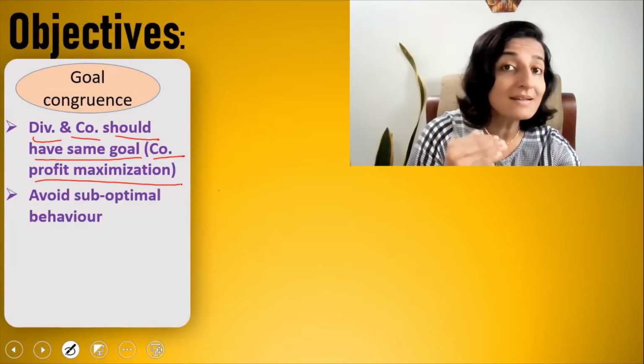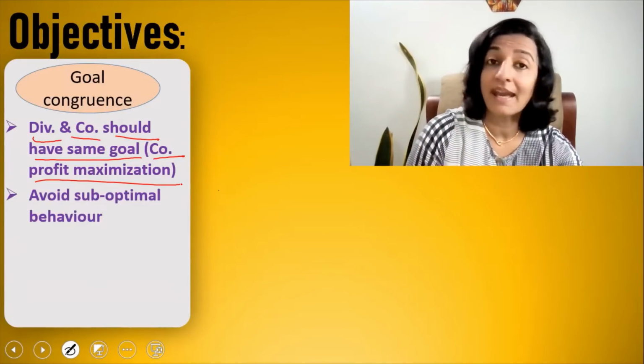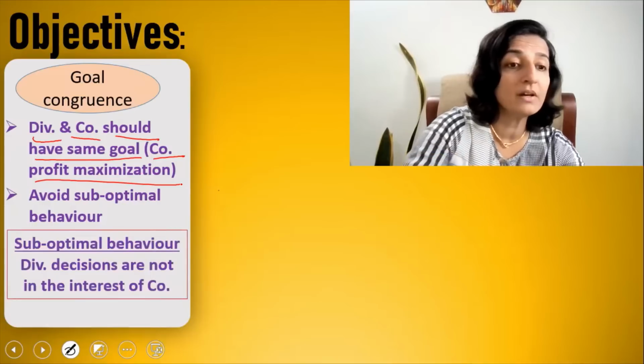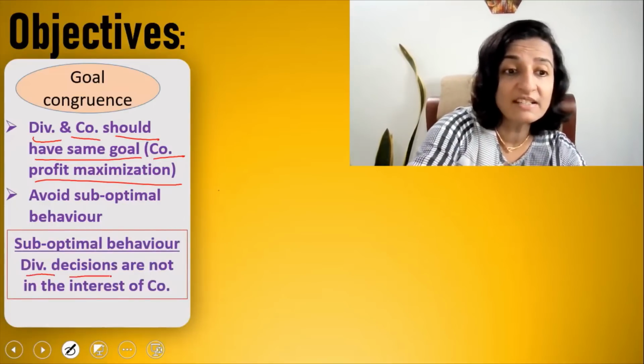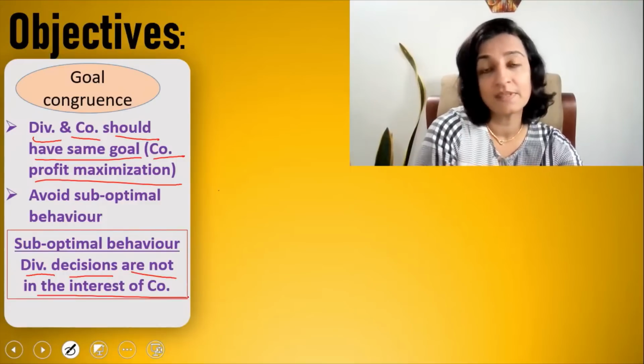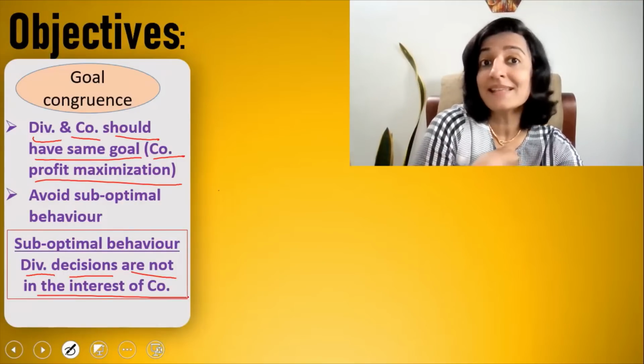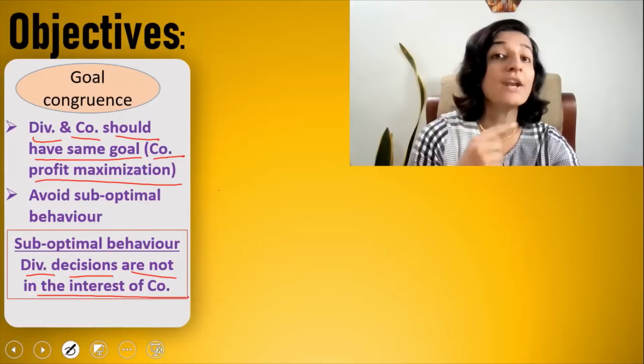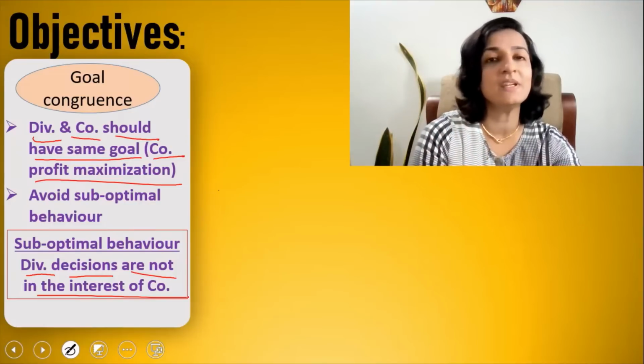And avoid suboptimal behavior. And when do we have suboptimal behavior? When the divisional decisions are not in the interest of the company. That is, it will always be for the self-interest of the divisional manager and not suited to the company interest.